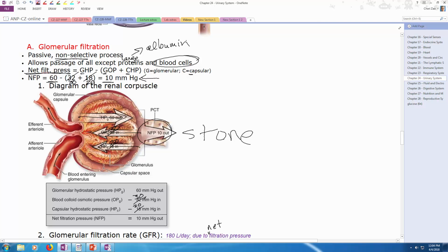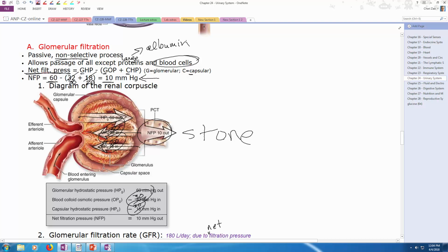I decided to show you the numbers, but we want to use just easy rounded numbers. So we're going to use 30 instead of 32 for our glomerular osmotic pressure, and we're going to use 20 instead of 18 for our capsular back pressure or hydrostatic pressure. And so we went ahead and changed our numbers in various areas, even down here in this range.